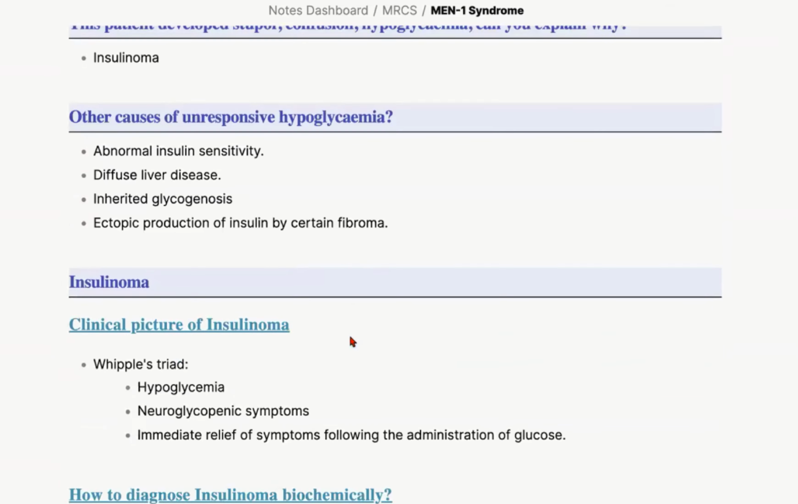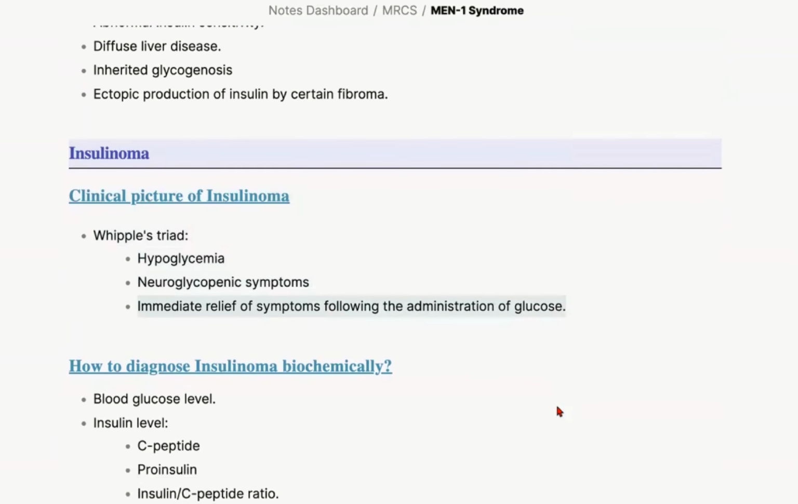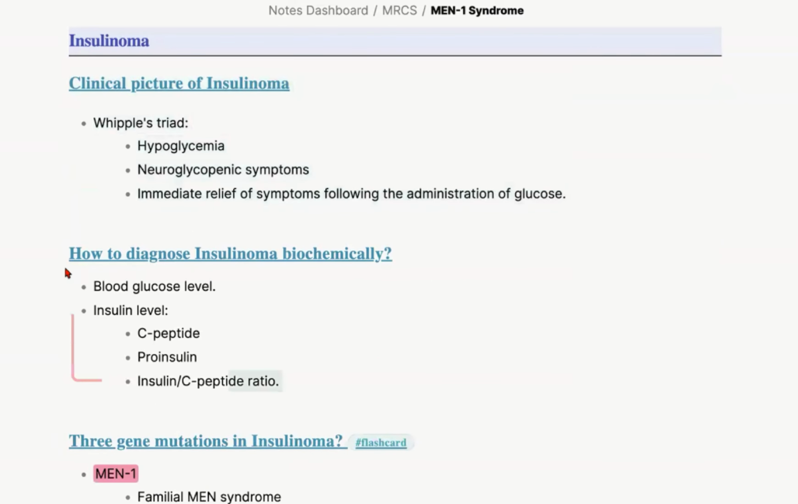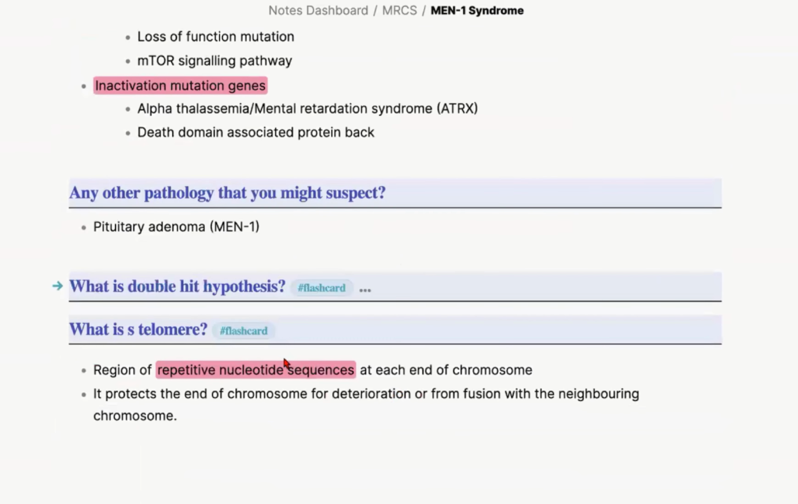All right. In most of the questions, the only thing is the clinical picture. Just mention Whipple triad, hypoglycemia, neurological symptoms. The key point is the immediate relief of symptoms after administration of glucose. All right, and how would you diagnose insulinoma? You've answered this well, and you've mentioned the genes, which is great as well. The double hit hypothesis, you can explain further, all right?